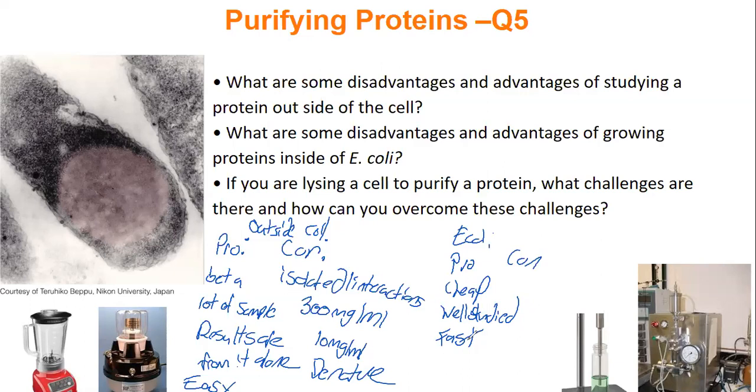E. coli also replicates very fast and grows proteins very fast. So you can get your purified protein. You can go from creating a vector, getting the vector inside the E. coli, growing that E. coli, purifying a protein in a week. You can go from scratch to done in a week if everything goes well. Con: no post-translational modifications. We talked about this already. Maybe not fold correctly either.